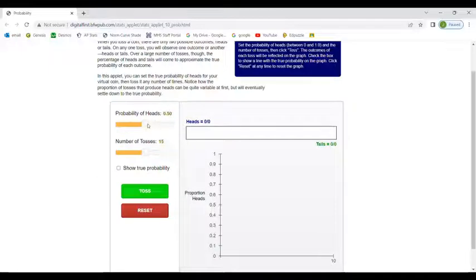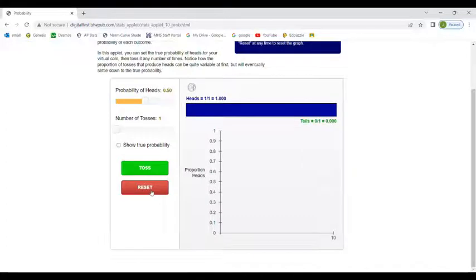Here up at the top. And then you can also adjust how many tosses you're going to do. So let's take it down to 1 and let's just toss it. Okay. So you can see that I tossed it and I got a heads.